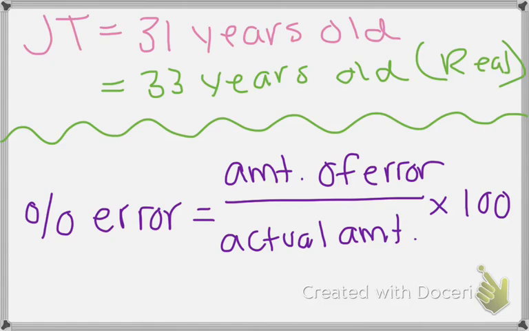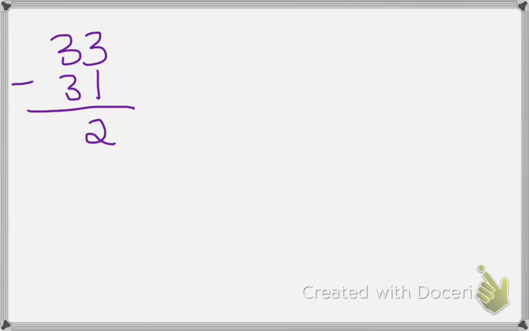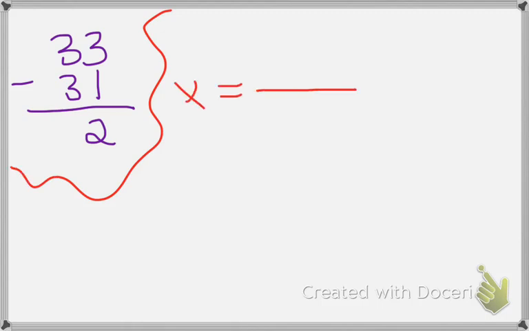So the first thing I have to do to find the amount of error is subtract. I guessed 31, he's really 33. So the bigger number is 33, so we subtract 33 minus 31, which is 2. So it's 2 years. I guessed 2 years off. Okay, so we're going to put that into the equation now. The percent error is our x, so x equals the amount of error, which is 2, over the actual amount, his real age, which was 33.